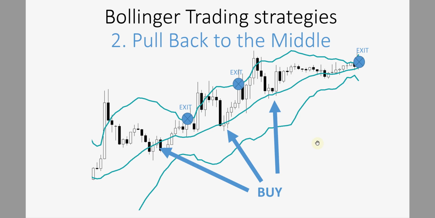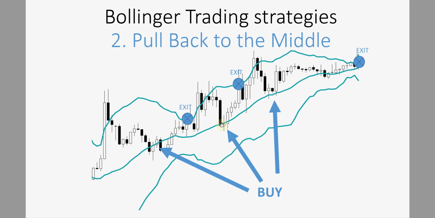Second strategy, the pullback to the middle. The key to this particular strategy is that you have to wait on a test of the middle line before entering the position after a strong up move or down move. So when there's a strong up move and there's a pullback to test the middle line, that's a signal to go long. So there's an up move and there's a pullback, buy.